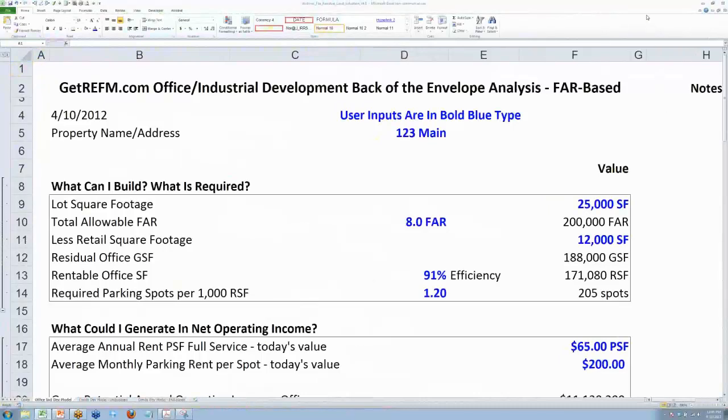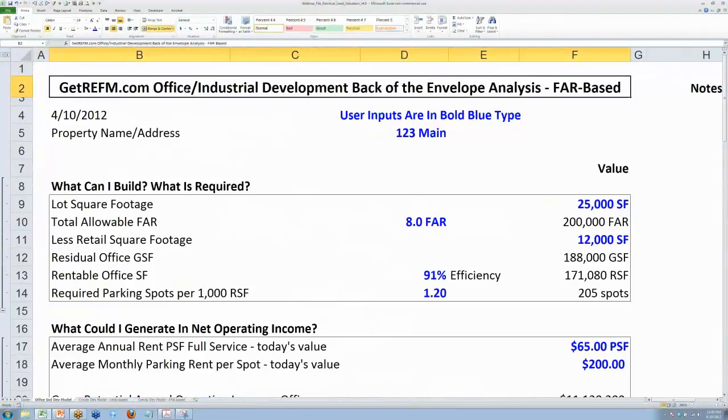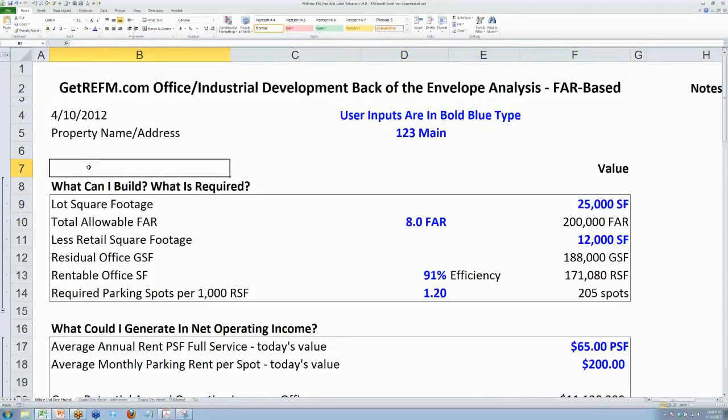Okay, and so what we have here is a tab where we simply, in a one-page format, are going to enter in all of the key variables that answer those three main questions in the developer's internal monologue. Well, the first thing before we get to understanding what can I get or generate in income is we also need to know first, what can I build on the site? What is required if I were to build that with respect to parking or, let's say, affordable housing?